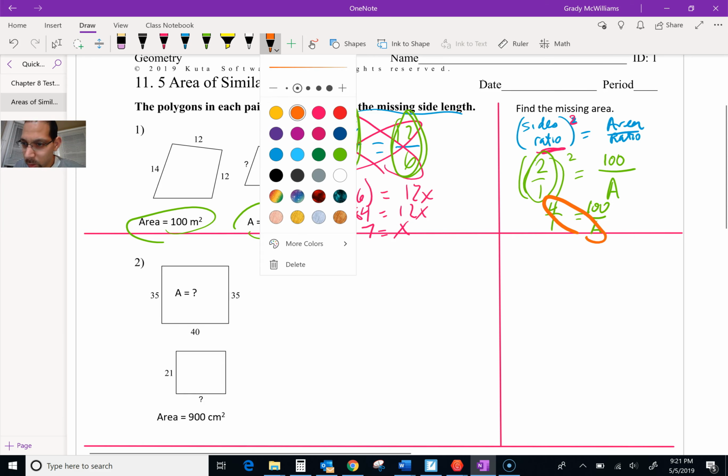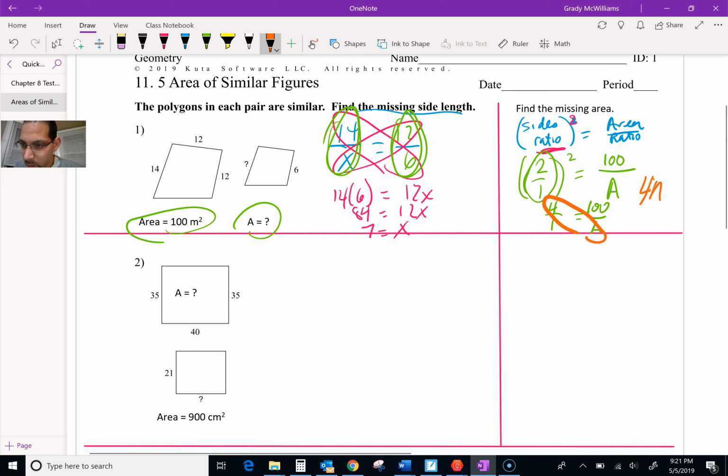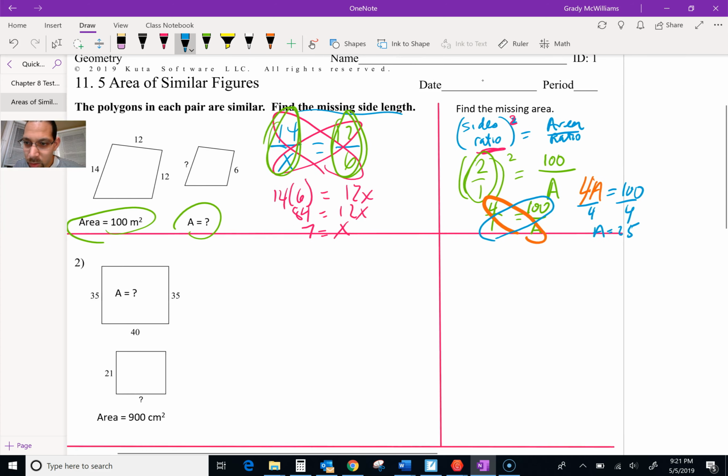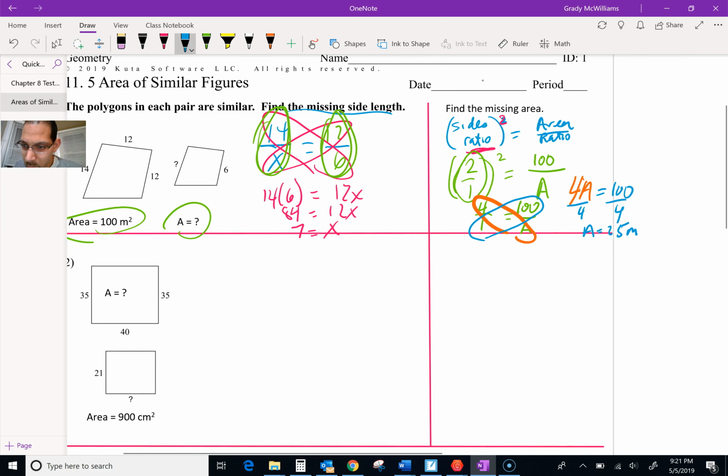I'm going to write it over here, running out a little bit of space, 4a. And then 1 times 100 is 100. And then divide by your 4. And so a should be 25. Remember, this is area, so area is measured in meters squared in this question. So there's your answer for that question. 25 meters squared. The key thing here is when you find the side ratio, make sure you square it.